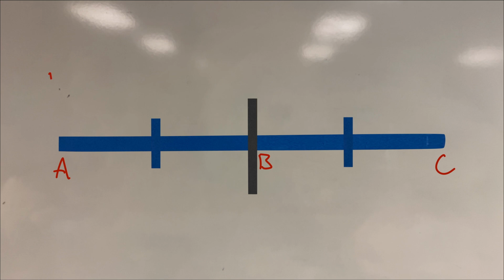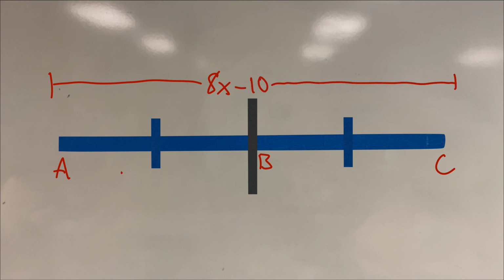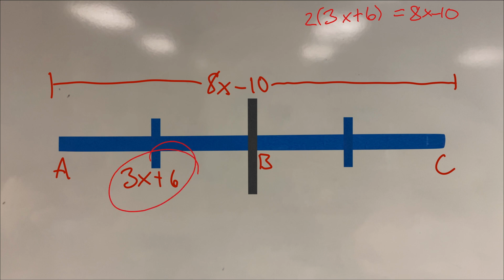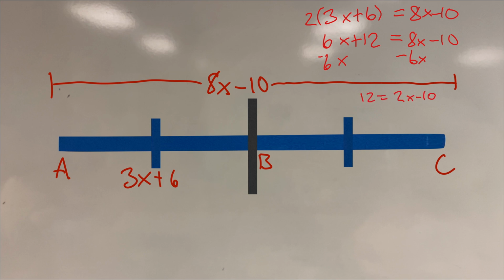All right, let's try this one right here. In this case, what we know is the whole length is 8x minus 10. And right here, the AB is 3x plus 6. So what I would do is I would say 3x plus 6 times 2 is equal to 8x minus 10. So in this case, I know that this is half of 8x minus 10, so I just multiply it by 2. That gets me 6x plus 12 equals 8x minus 10. Then I would subtract 6x, and that would get me 12 equals 2x minus 10, add 10, 22 equals 2x. At that point, x equals 11.